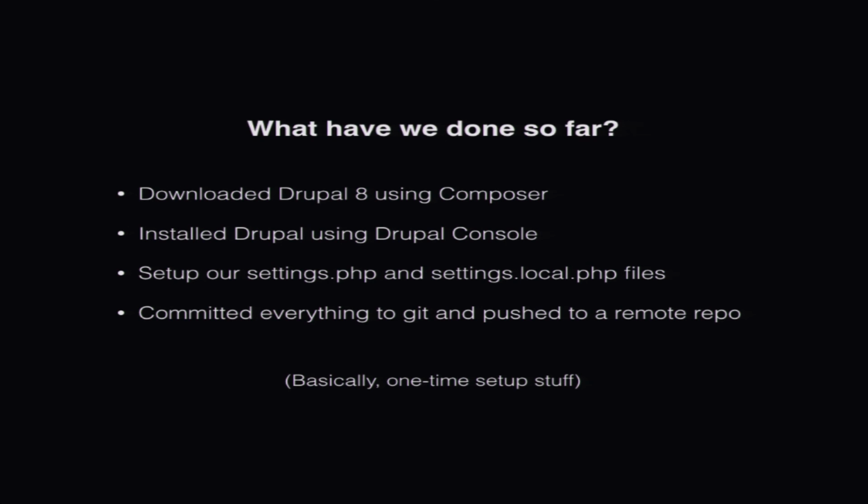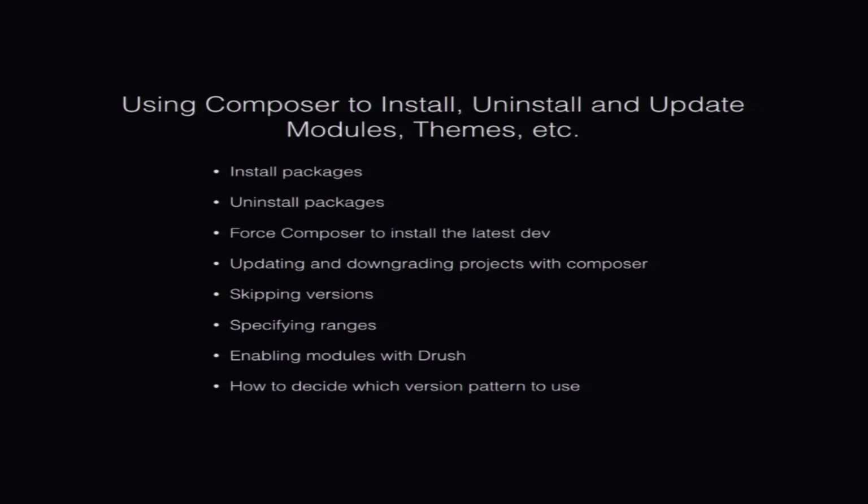So I want to take a break. Right now, this is what we've done. We've downloaded Drupal using Composer, installed it using console, set up our settings and local settings files, and then pushed everything up to the repo. Basically, this is the one-time stuff that you do at the beginning of a project. From now on, we're going to be going over things that you do on a recurring basis of site building or whatever. You do this once, and then you don't have to think about it anymore.